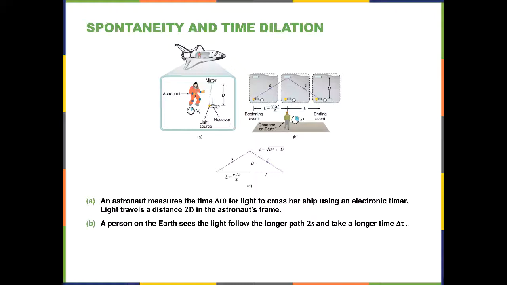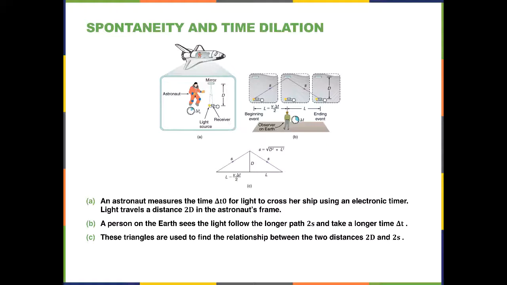On the other hand, if you have a stationary observer that's watching the same event from the Earth, instead of D, which is what the astronaut is observing, the person on the Earth observes a distance of S times 2, because as the ship is also moving from left to right, in addition to the light moving up and down, it also has to move left to right. And you notice that the distance S, 2S, is quite a bit longer than the distance 2D. And it takes a longer time, because it's a longer distance, the speed of light being the same. Delta T0 was the one time, delta T is a separate time, which is longer than delta T0.